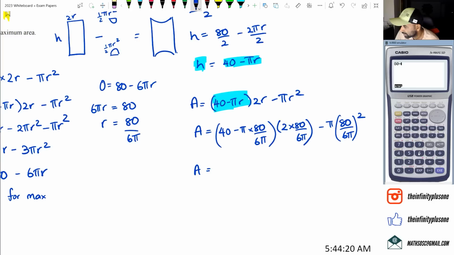So 80 divided by 6 pi, that is my number. So I've got in bracket 40 minus pi r, so pi times answer, then multiplied by 2 times answer, minus pi answer squared. So that gives me an area of 169.77 centimeters squared is what we want there.